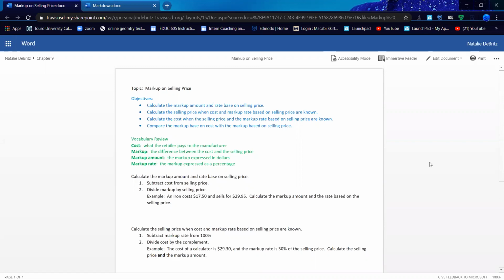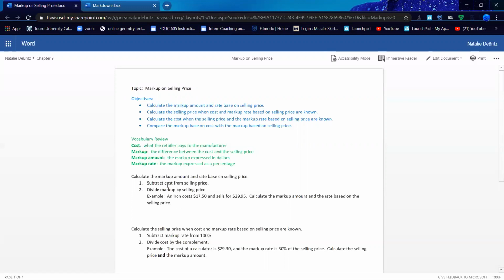So our vocabulary, which you should review, are cost, what the retailer pays to the manufacturer; markup, the difference between the cost and the selling price; markup amount, the markup expressed in dollars; markup rate, the markup expressed as a percentage.